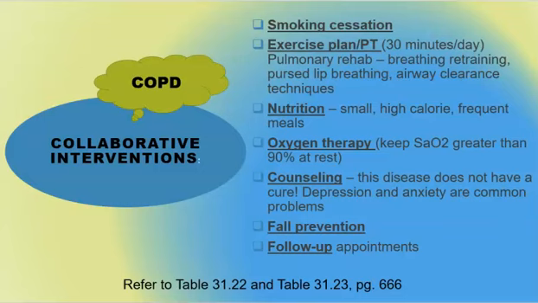So let's talk about collaborative interventions. What can you teach a patient to help them not work so hard? Well, I want you to refer to the pages in the tables that I have on here. So obviously smoking cessation, an exercise plan, nutrition, oxygen therapy, counseling, fall prevention, and follow-up appointments.